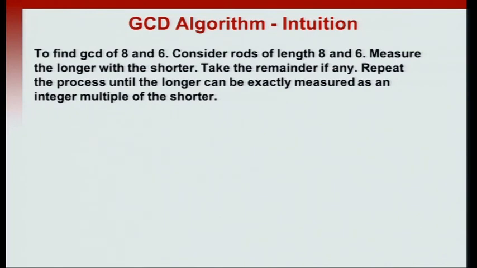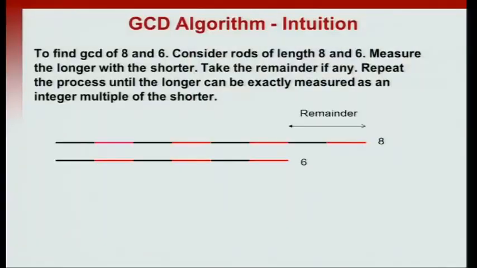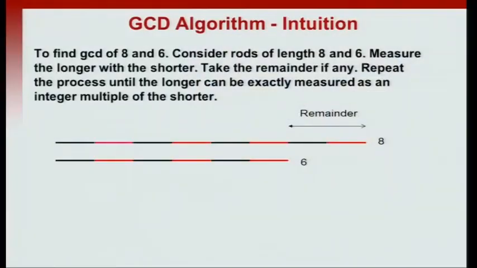Now you can consider two rods, one of length 8 and another of length 6. Obviously, if a number divides 6 and 8, then I should be able to make a stick of that length so that I can measure 6 exactly with that shorter rod, and I can measure 8 exactly with that shorter rod. This is the meaning of a common divisor, and we have to find the greatest common divisor.